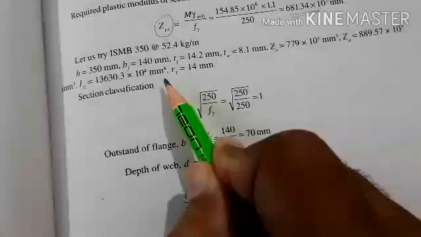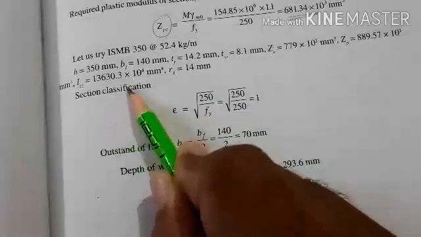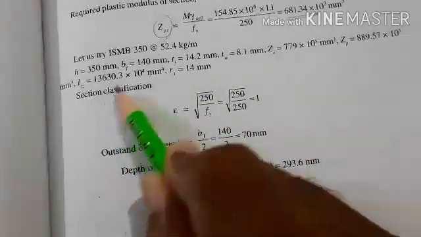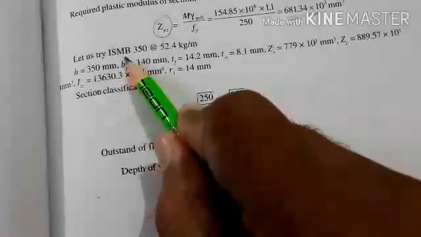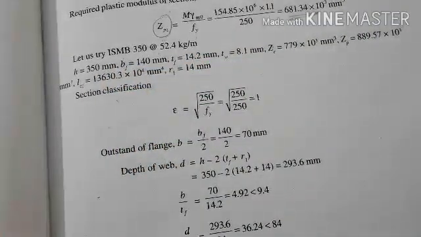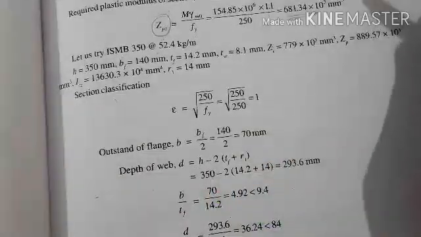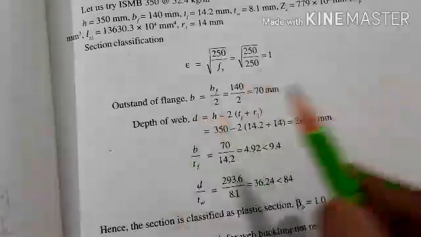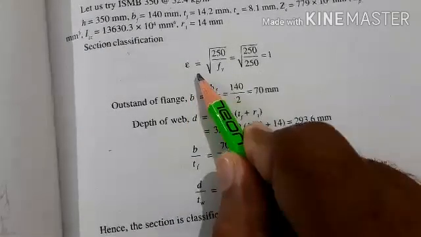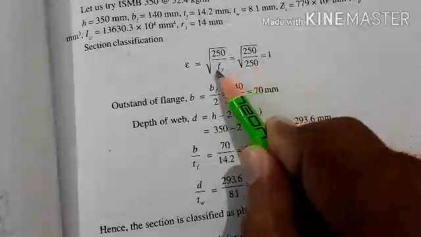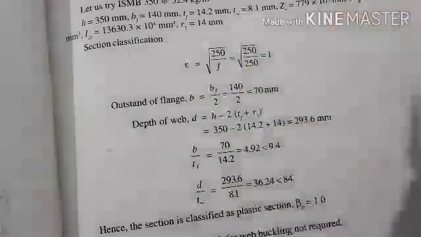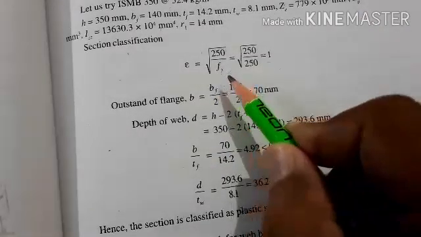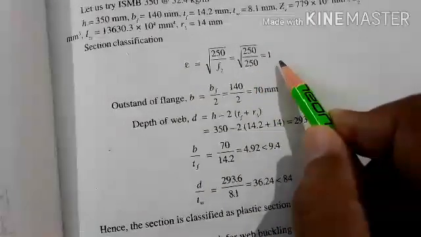Then after taking the properties, we do the section classification: the chosen section lies whether in plastic, compact or semi compact. We have to decide based on the different element ratios, that is flange element ratio and the web element ratio. For that you calculate the epsilon value. The value will be root of 250 by fy. We know the yield stress of the material, so 250 by 250 will give you 1.